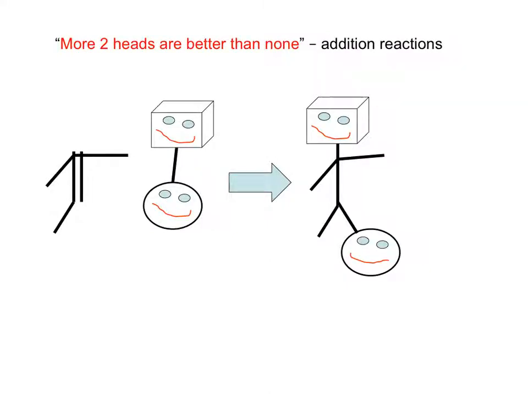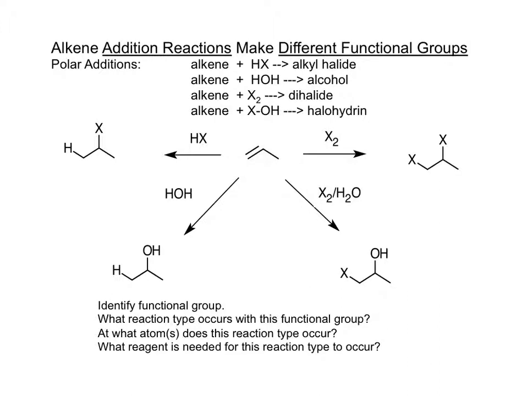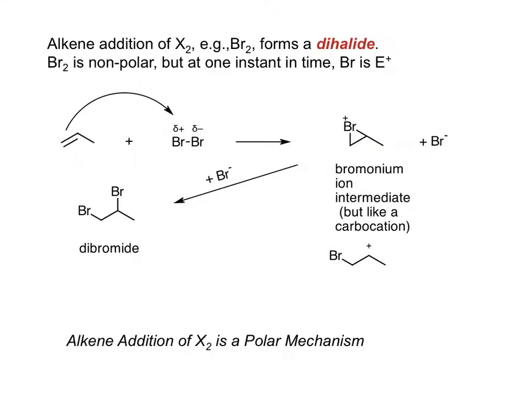In addition reactions, two heads are better than none. Alkene addition reactions can be used to make different functional groups, such as alkyl halides, alcohols, dihalides, and halohydrins. The reaction of an alkene plus a halogen such as Br2 forms a dihalide.